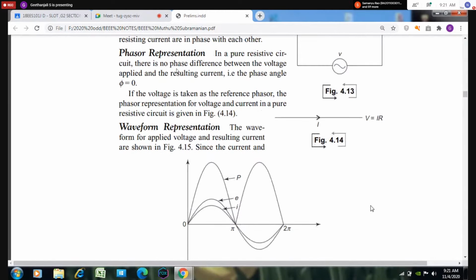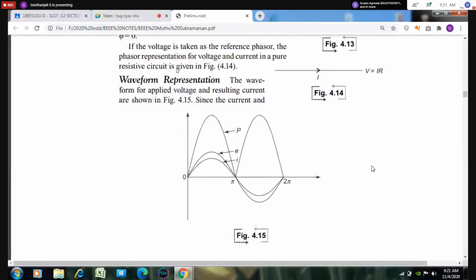This is the phasor representation. This is V. V is equal to what? IR, right? From Ohm's law. So both are in phase. So there is no phase difference. Voltage and current both lie on the same line. This is the waveform representation.